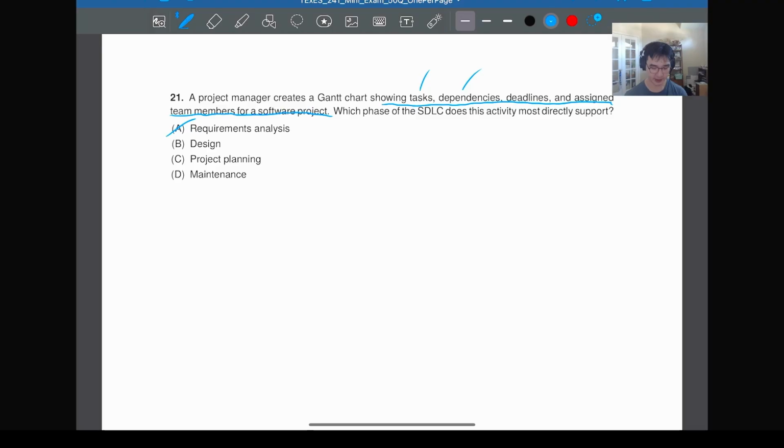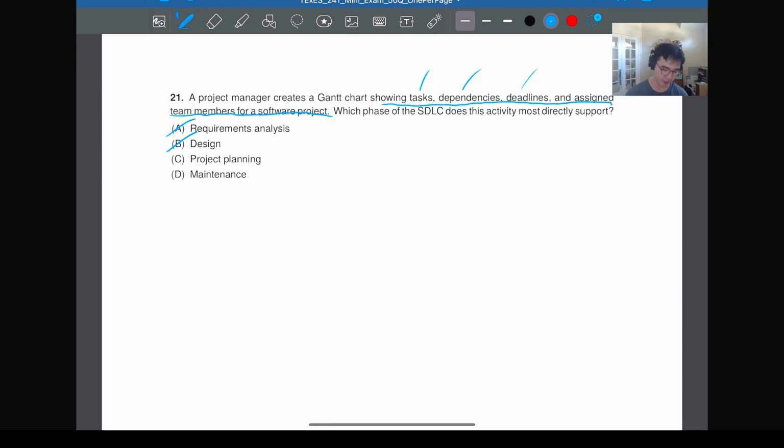Oh, is it B, design? Well, once again, it sounds like they've already designed something or have some type of design they're working towards, right? They have tasks, dependencies, deadlines, and how can you have that if you haven't designed something to work towards? So it's not design. Is it project planning? It kind of sounds like project planning.